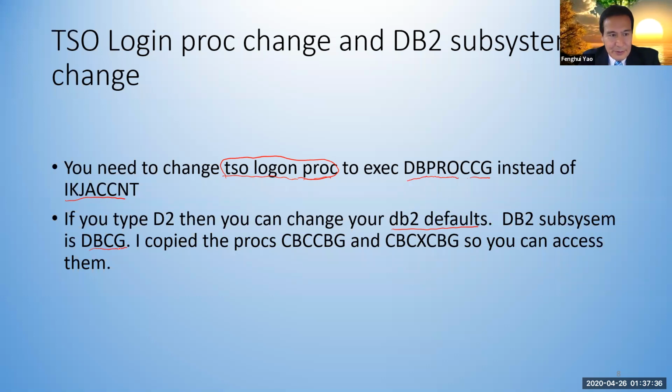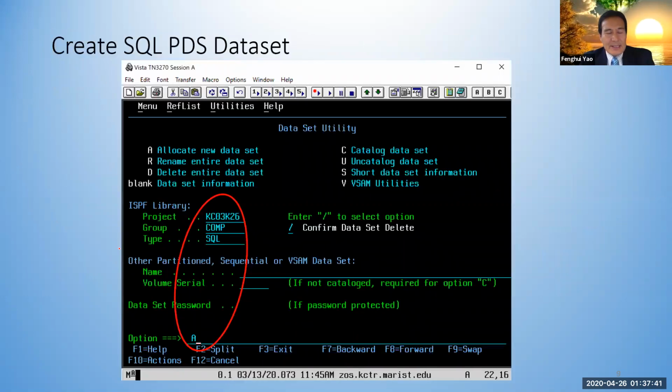So we will need to make these 2 changes. And then next, we need to create a data set. This data set is to store all SQL statements. It is a data set, and we need to store SQL statements. So we need to give the identifier name and then type A, allocate.